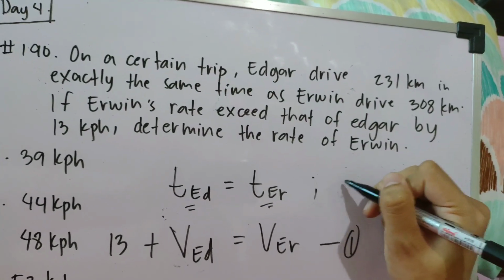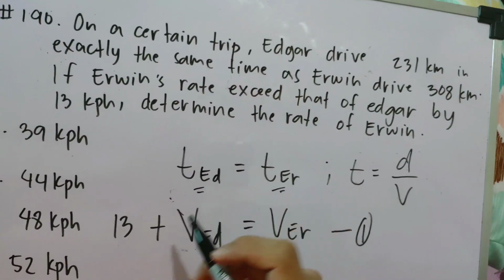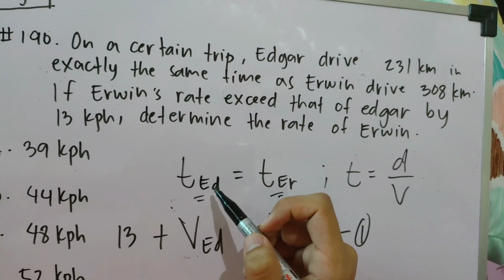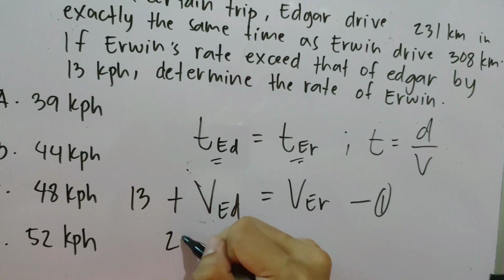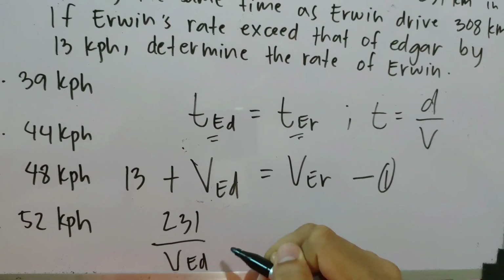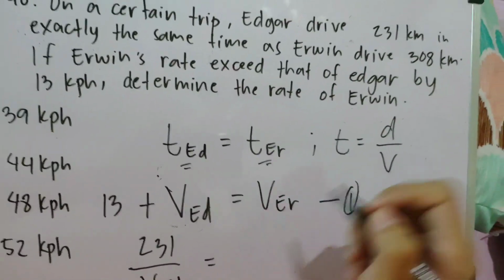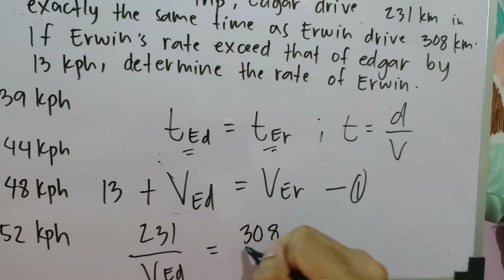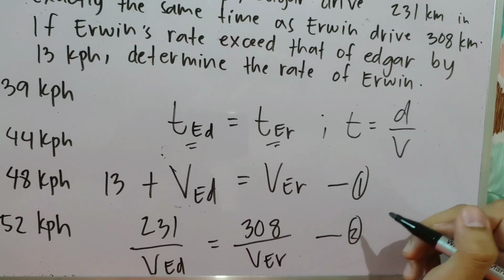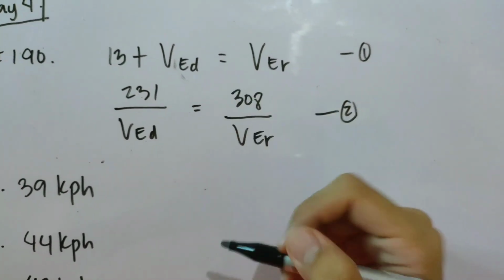So, alam natin na time is equal to distance over velocity. So, gawin natin in terms of d over v tong mga to. So, yung time ni Ed is equal to yung distance na travel niya divided by his velocity. So, yung distance niya is equal to 231 kilometers. 231 divided by yung velocity ni Ed. So, equal sa yung distance ni Erwin, which is 308 kilometers, divided by yung velocity ni Erwin. So, meron na tayong 2 equations with 2 unknowns. So, i-erase natin itong mga to, tapos i-solve natin itong dalawang equations. So, ito na yung 2 equations with 2 unknowns natin.